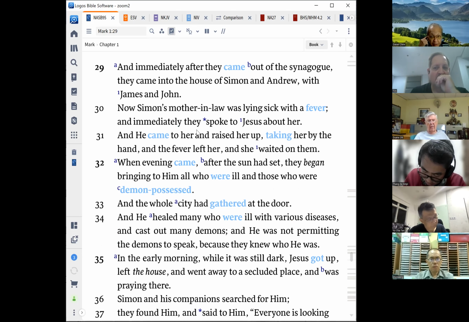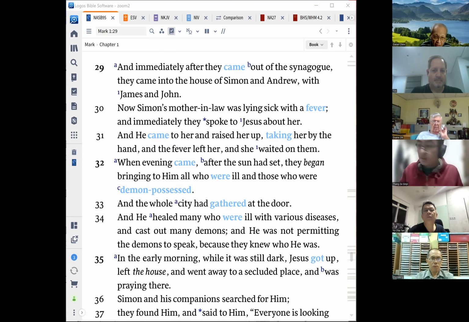And immediately after they came out of the synagogue, they came into the house of Simon and Andrew with James and John. Now Simon's mother-in-law was lying sick with a fever, and immediately they spoke to Jesus about her. And he came to her and raised her up, taking her by the hand, and the fever left her, and she waited on them.